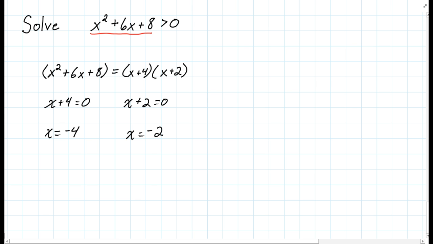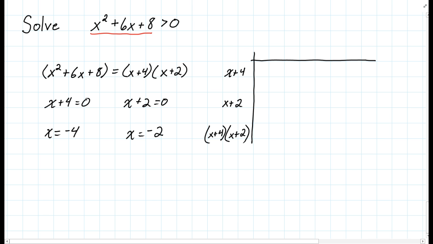So what I'm going to do next is draw a sign chart, S-I-G-N, sign. And I'm going to put each of my factors on here. So I'll have x plus 4 and x plus 2. And then I'll have the entire polynomial, so (x plus 4) times (x plus 2), because I'm trying to find the sign of our polynomial. And I know the only place that we can change sign is at -4 and -2. So I'll mark those in order at the top.